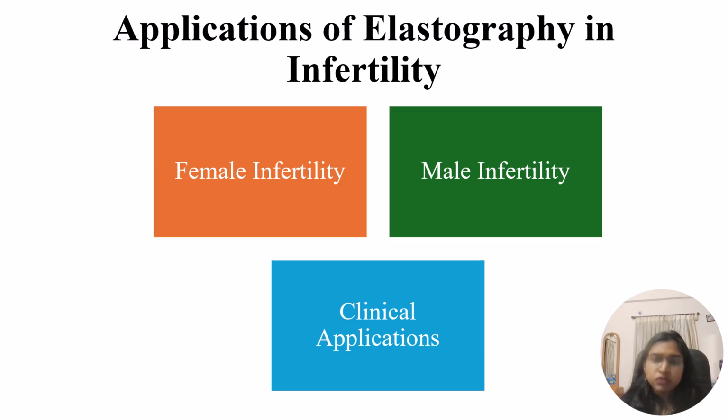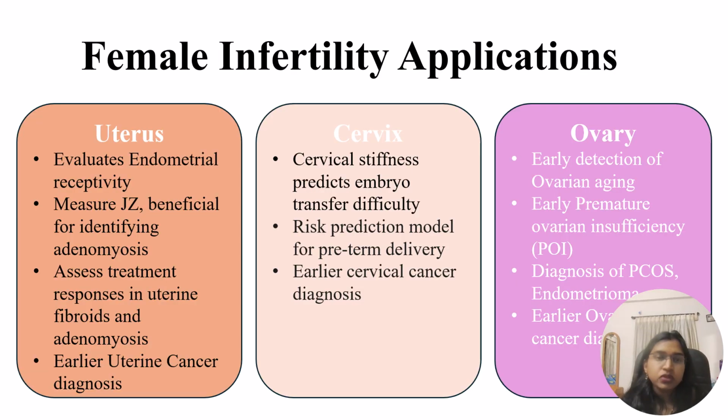Now, coming to the application of elastography in infertility. We can use it in cases of female infertility, for male infertility, and for clinical application. So, coming to the female infertility applications. If we talk about uterus, it can evaluate whether the endometrium is receptive or not, because it is said that if the uterus is soft, it is linked to better implantation rates. Next, it can measure the junctional zone, which is beneficial for identifying adenomyosis.